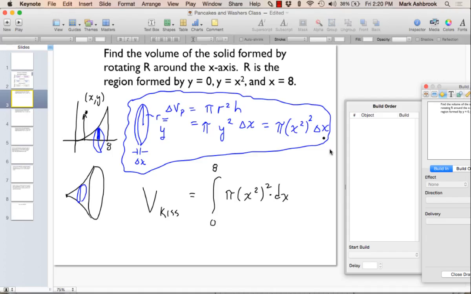Oh, that delta x became dx when we got really small, right? So this was just one non-small pancake. And when we add them all up, we want them to be really super thin, and so that's that. Yeah, okay. Any other questions? Does it make sense? Okay, so let's try. So super easy integral, right? Super easy.